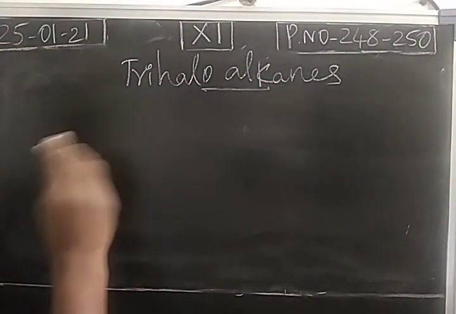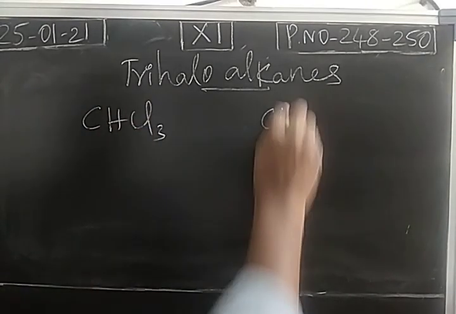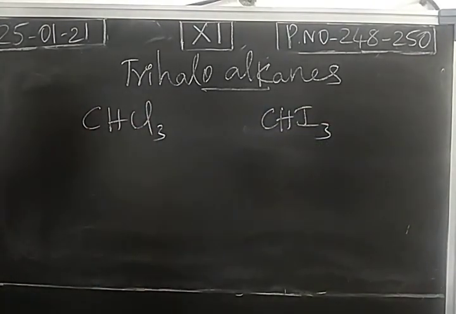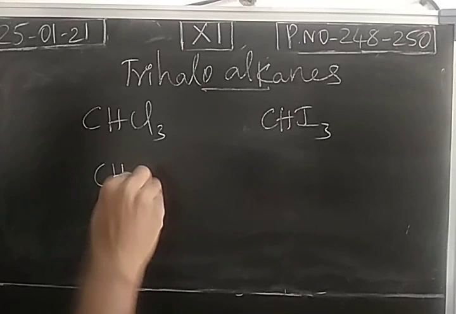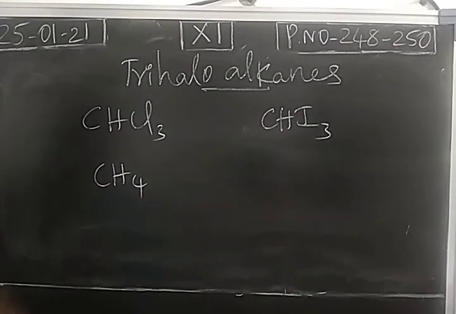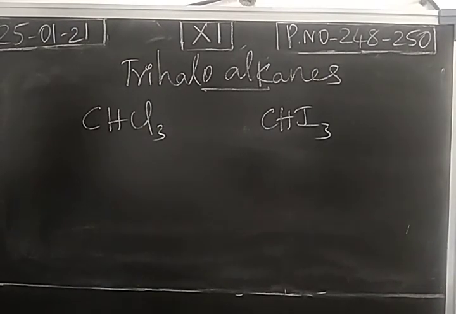So examples for trihaloalkanes: CHCl3 and CHI3. So this is called chloroform, this is iodoform. What about IUPAC name? Trichloromethane. We take the methane CH4, 3 hydrogen atoms are replaced by 3 chlorine atoms. So its IUPAC name is trichloromethane. This is triiodomethane.